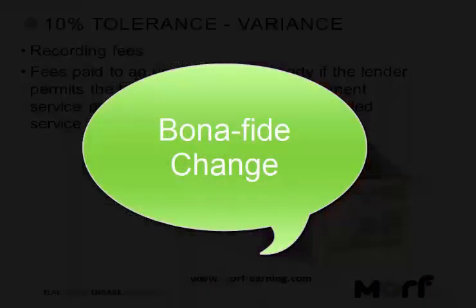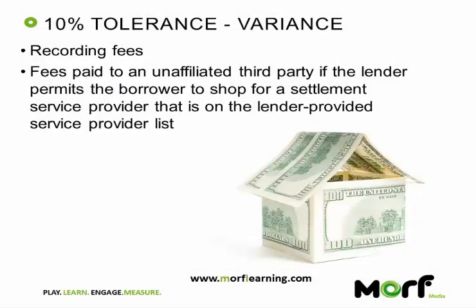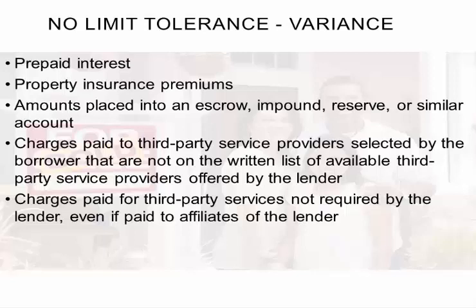Next area is our 10% tolerance, and these are fees that are paid to an unaffiliated third party if the lender permits the borrower to shop for a settlement service provider that is on the lender provided service provider list. So these are all of the areas that are on the service provider list that you provide to the borrower. That falls into the 10%. So if they are allowed to shop for it, it goes into the 10%. If they're not allowed to shop for it and you select it, there's zero tolerance there. That's the easiest way to remember it.